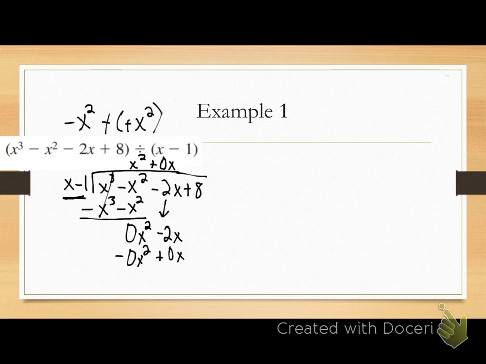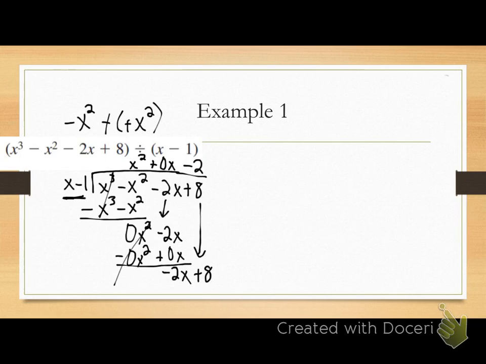Now I'm just going to subtract these. I'll show y'all what would happen if we would have canceled that out. Okay. Negative 2x minus 0x gives me negative 2x. And 0x squareds cancel each other out. And then what do you do? Bring down the 8. Bring down my plus 8. And now I'm seeing x times what would give me negative 2x? Negative 2.